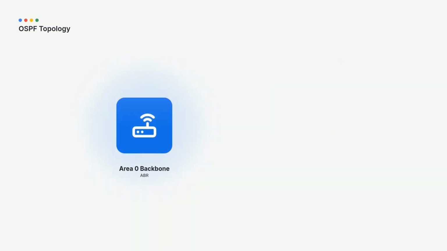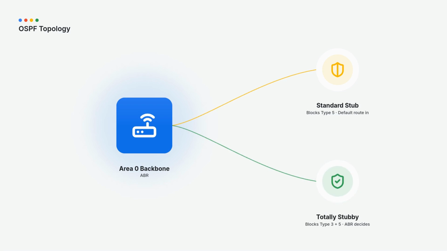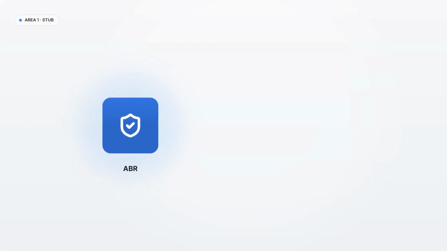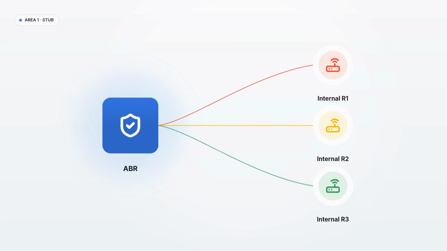Now for NSSA, you use it when the area still needs to block outside Type 5 LSAs, but it also contains an ASBR that must inject external routes into OSPF. Inside the NSSA, those external routes show up as Type 7. Here's the route flow. The ASBR injects the external route as Type 7 inside the NSSA, and when that information leaves the area, the ABR translates it into Type 5 for the rest of the OSPF domain.